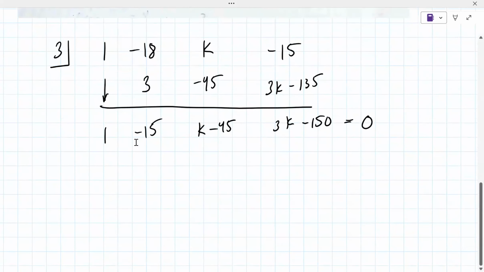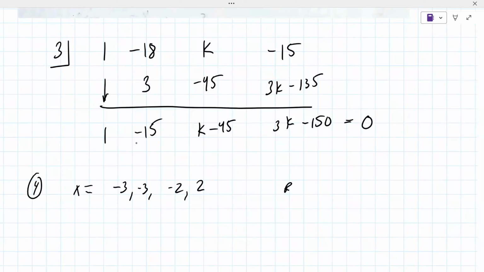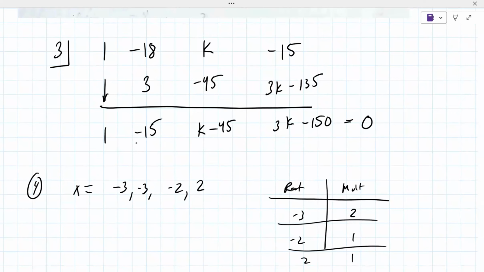So for number 4, one way to show it is to actually show the repeated roots. And then the other way is to list the root and multiplicity, make it a little table here. -3 has a multiplicity of 2, -2 is 1, 2 is 1, something like that. Got it.